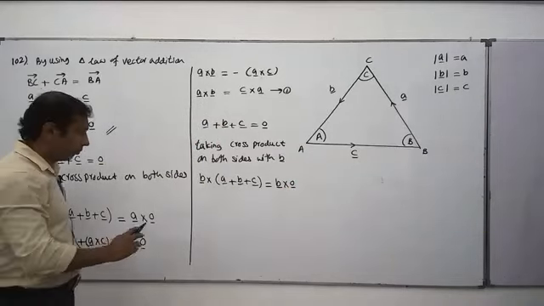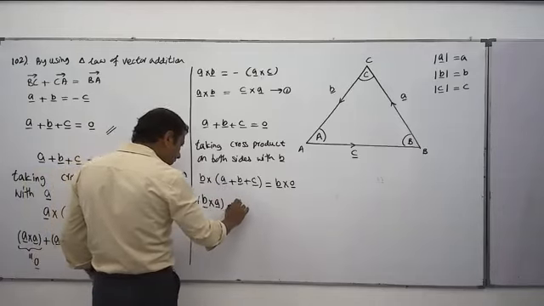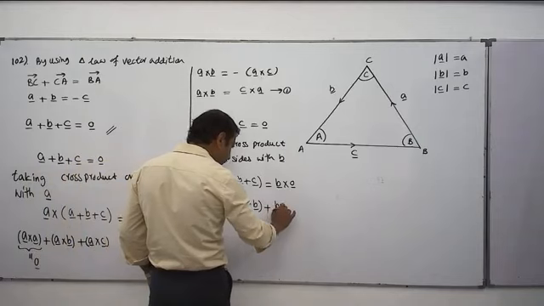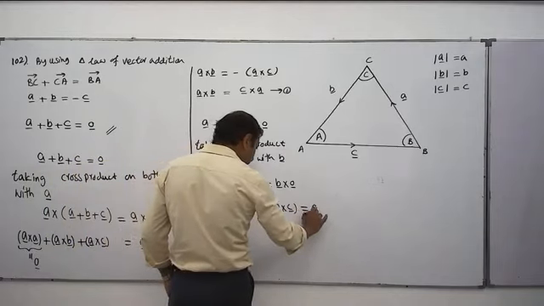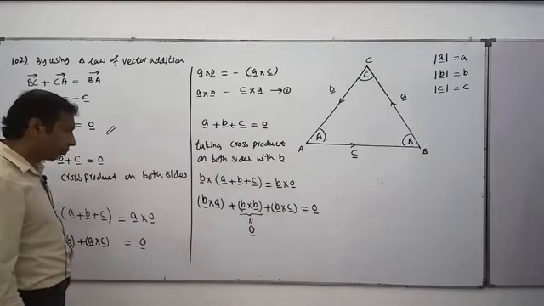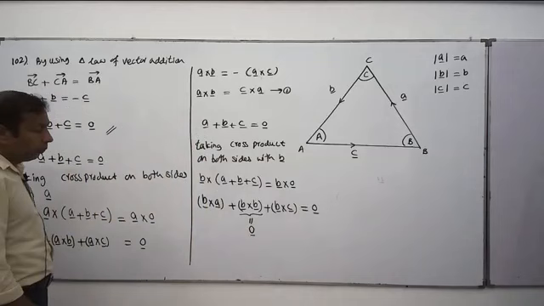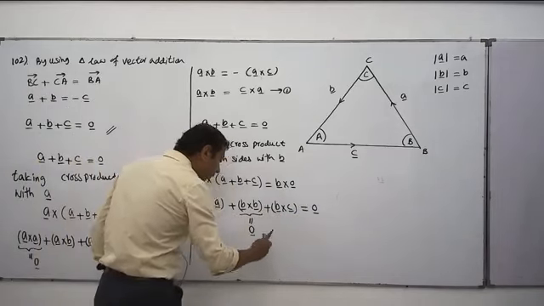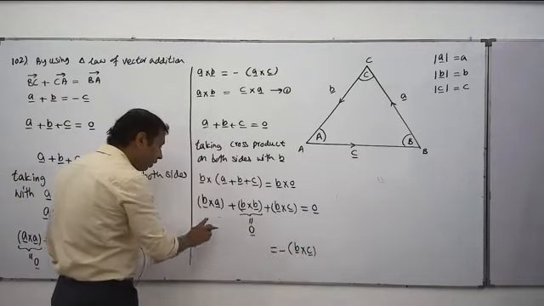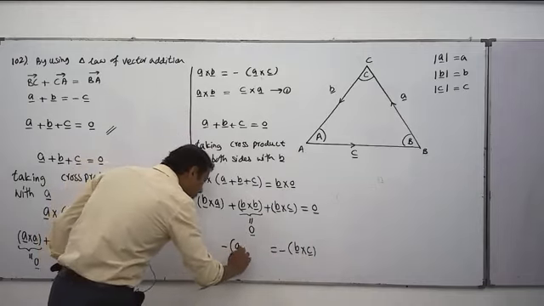Now remove the bracket. B cross A plus B cross B plus B cross C. On the right hand side, people, we have the 0 vector. Again, this B cross B is the null vector. Now I take this to the right hand side, that will be minus B cross C. This B cross A, people, I can write as minus A cross B.